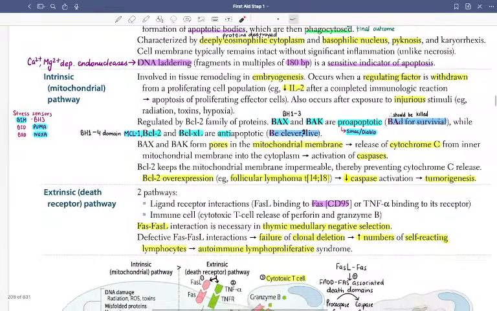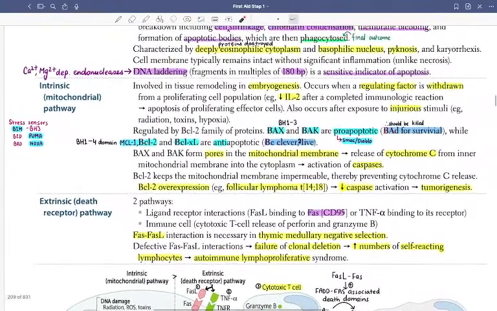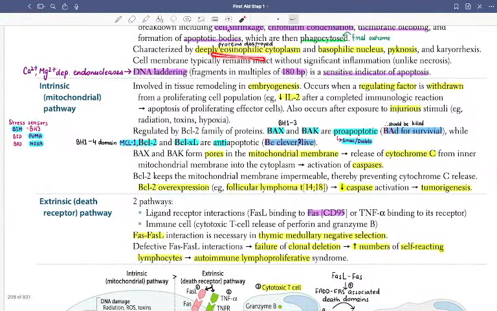Deep eosinophilic cytoplasm forms because proteins are destroyed. So eosinophilic cytoplasm is due to proteins destroyed, and a basophilic nucleus, and you get pycnosis, karyorrhexis, and karyolysis. The cell membrane typically is intact, without significant inflammation.